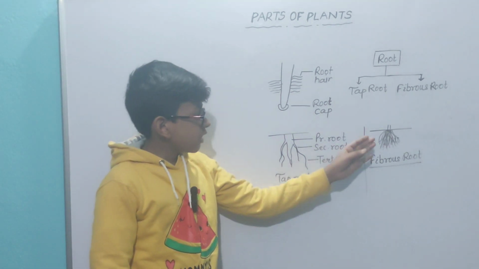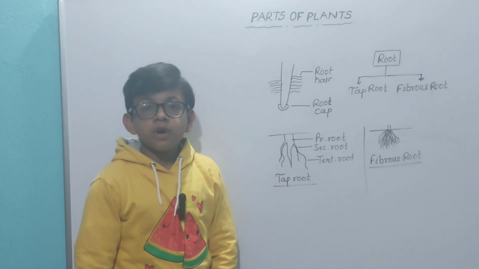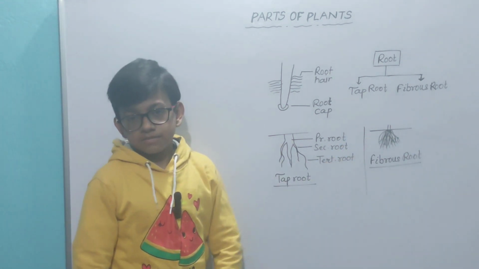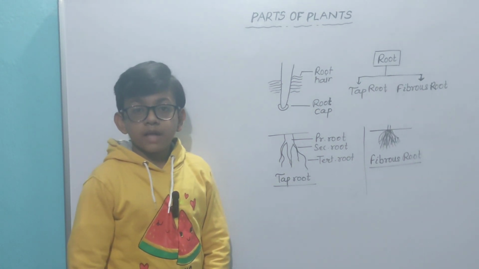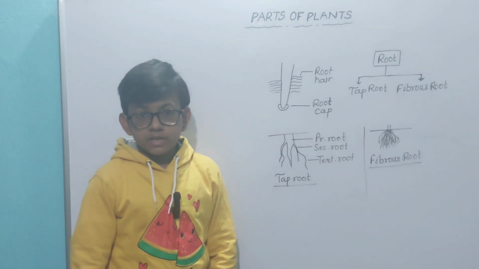Now, fibrous roots. A cluster of roots is found which arise from the base of the stem. They are of almost equal size. Taproots are found in dicot plants, whereas fibrous roots are found in monocot plants.